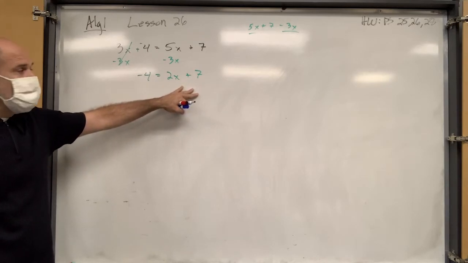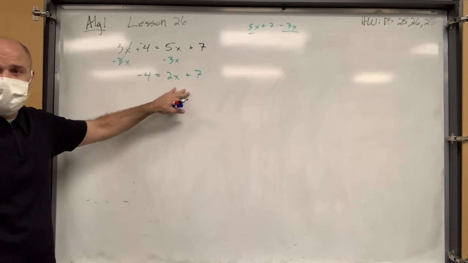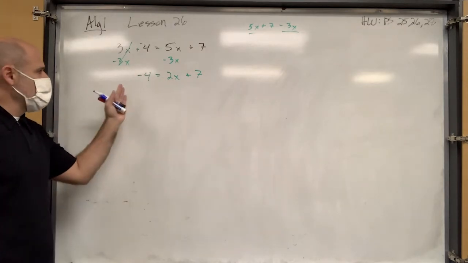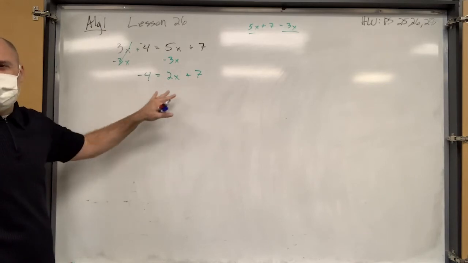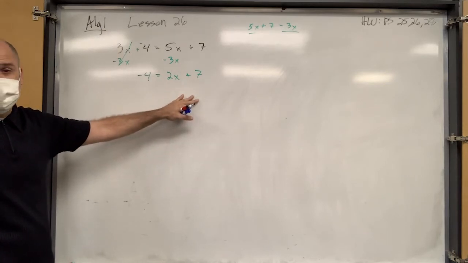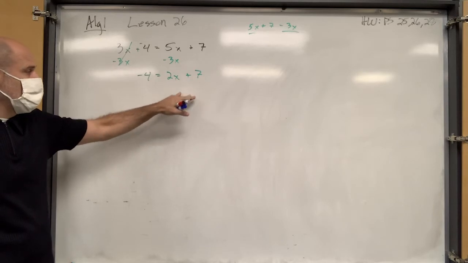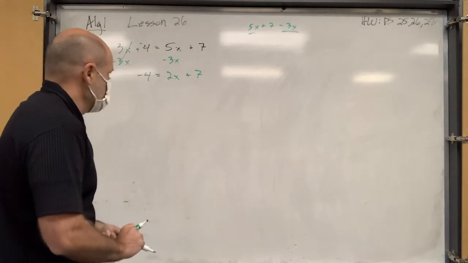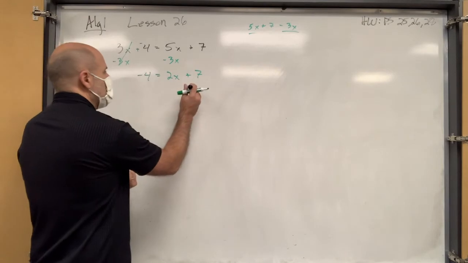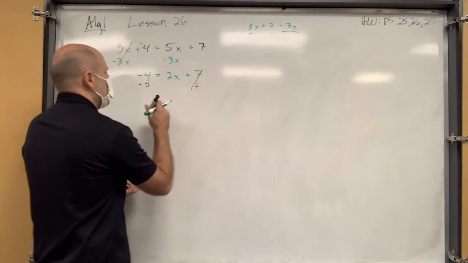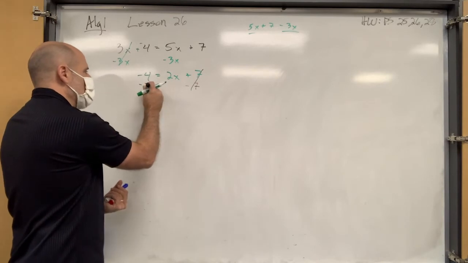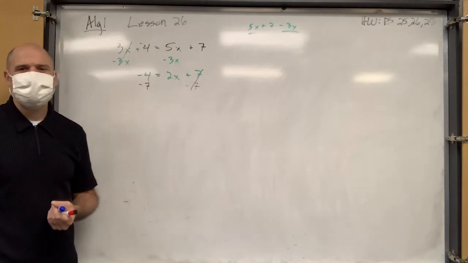We have to get rid of two things on this side. It's flopped, right? So now we have to get rid of everything on the right side instead of the left side because the variable's on the right side. Okay, so what do you want to get rid of first? 7. How do you get rid of 7? Subtract 7. And then now we have negative 4 minus 7.